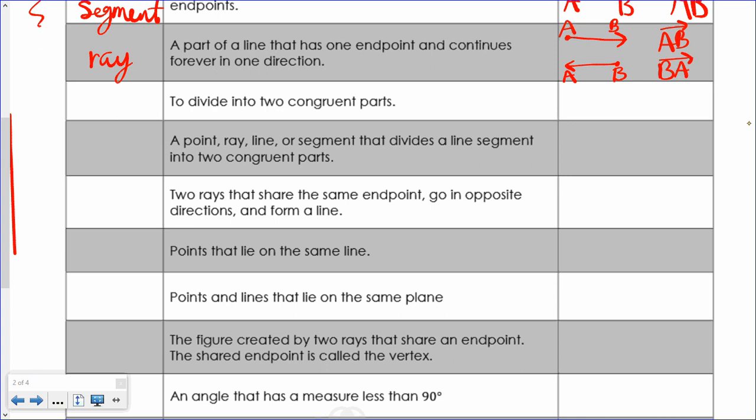Okay? All right, what verb means to divide into two congruent parts? Bisect.